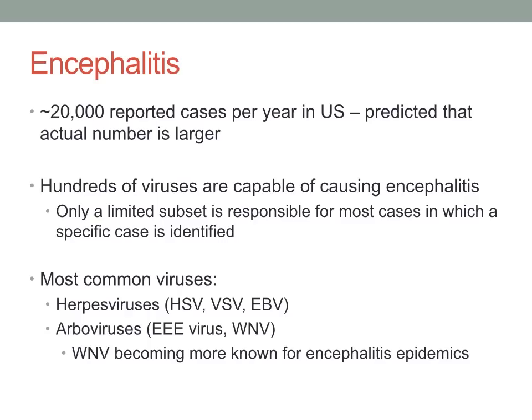About 20,000 reported cases per year. There's actually probably a larger number than that, but that's what's reported. Hundreds of viruses are capable of causing this, so it's really difficult to figure out the exact etiology, but typically only a limited subset are responsible for most of the cases that we are able to identify. The most common ones are the herpes viruses, such as herpes simplex virus, varicella zoster virus, Epstein-Barr, and arboviruses. West Nile is certainly becoming a lot more known for encephalitis epidemics, and we do see that here, particularly in this area with our mosquito population.